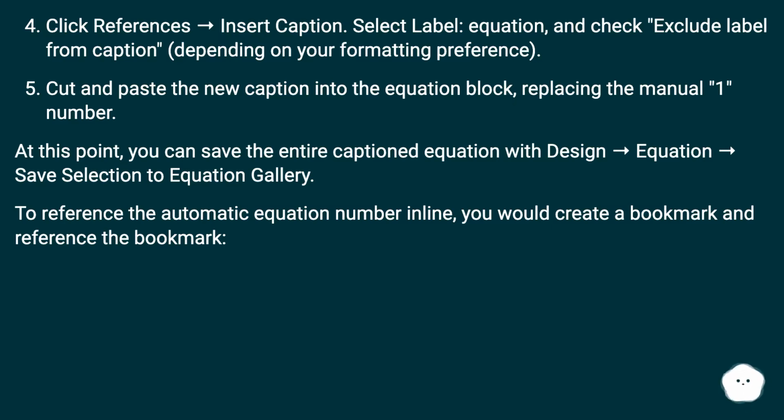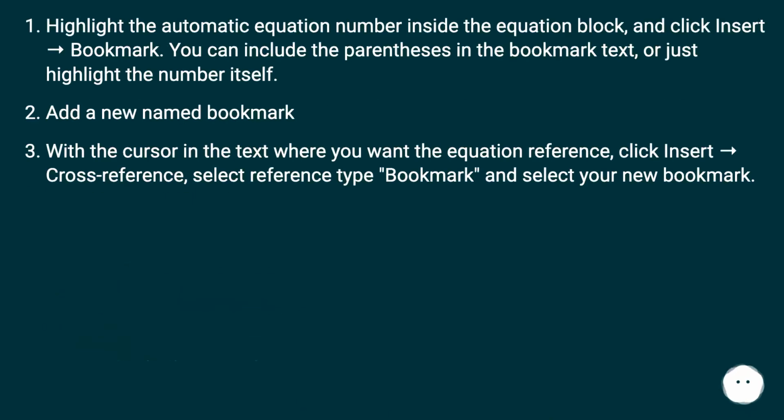To reference the automatic equation number inline, you would create a bookmark and reference the bookmark. Highlight the automatic equation number inside the equation block, and click Insert Bookmark. You can include the parentheses in the bookmark text, or just highlight the number itself. Add a new named bookmark. With the cursor in the text where you want the equation reference, click Insert Cross-Reference, select Reference Type, Bookmark, and select your new bookmark.